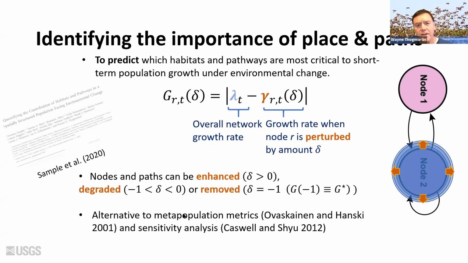This is an alternative approach to some other previously published metrics, like the metapopulation metrics of Ovaskainen and Hanski, as well as sensitivity analyses. But the important point is that these other metrics don't recognize seasonal movement among locations and across different network connections.